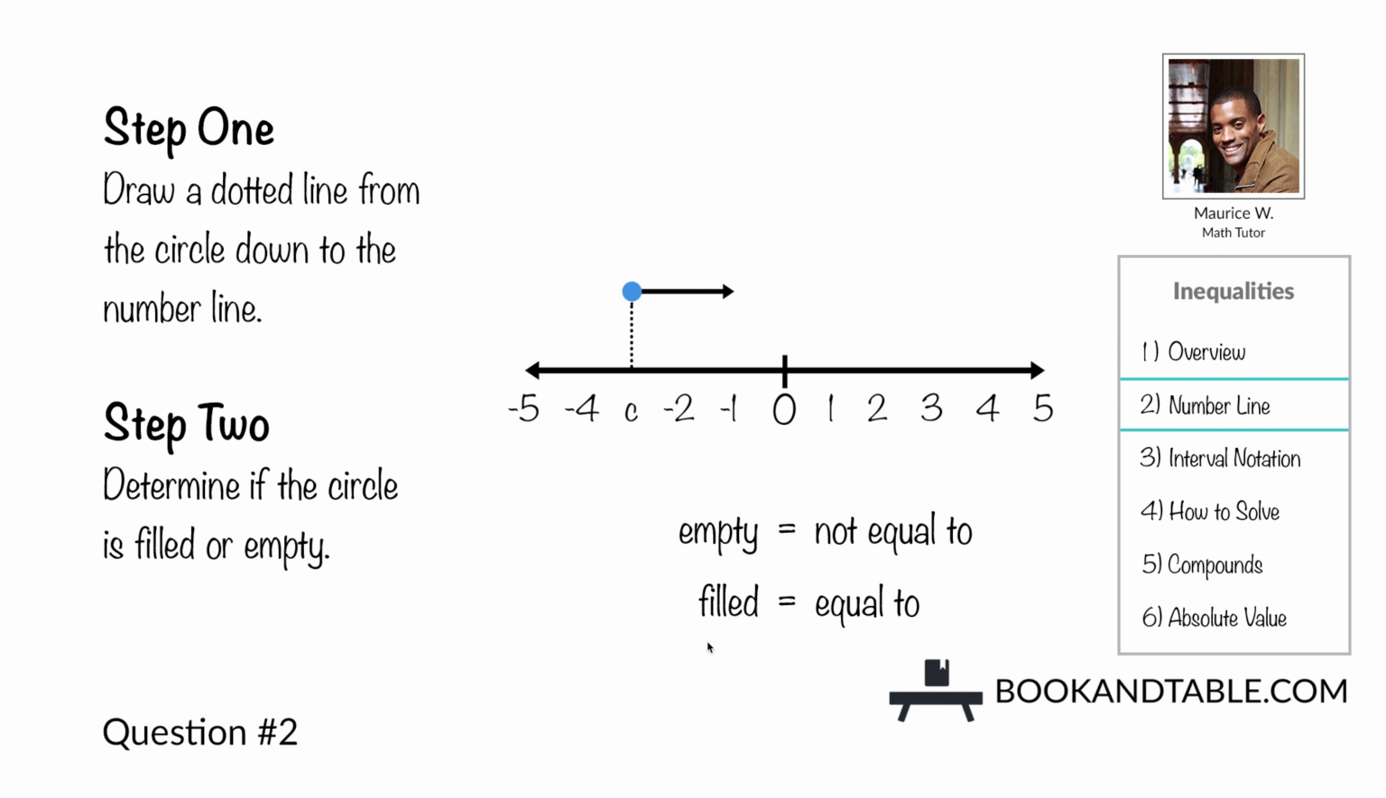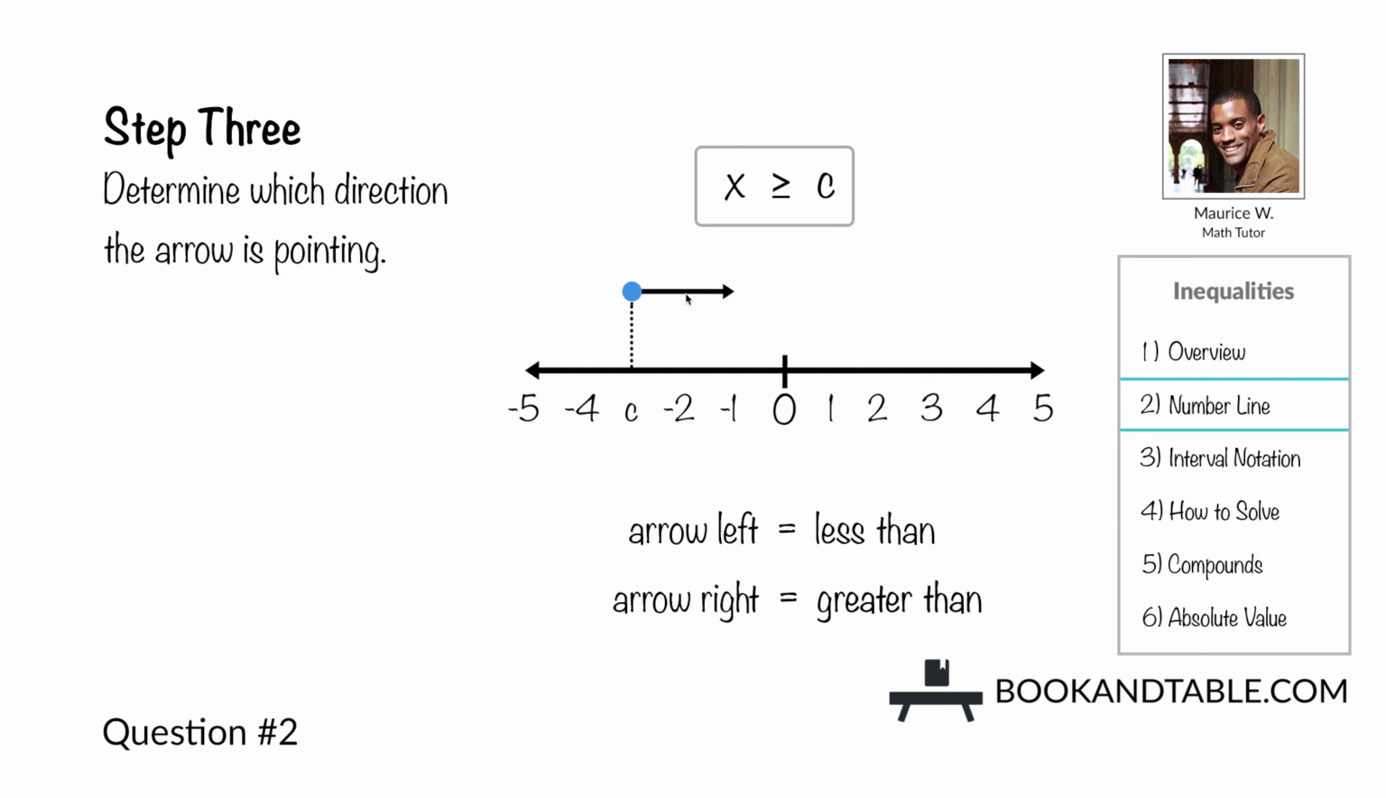Question number 2. We were given a filled circle with an arrow to the right. So step 1, draw a dotted line from the circle down to the number line. This establishes that our value can be equal to c. And then step 2, determine if the circle is filled or empty. So x can equal c. And then step 3, determine which direction the arrow is pointing. So since it is going to the right, that means that x is equal to or greater than c, or x is greater than or equal to c. All right, so this would be the answer to question number 2.